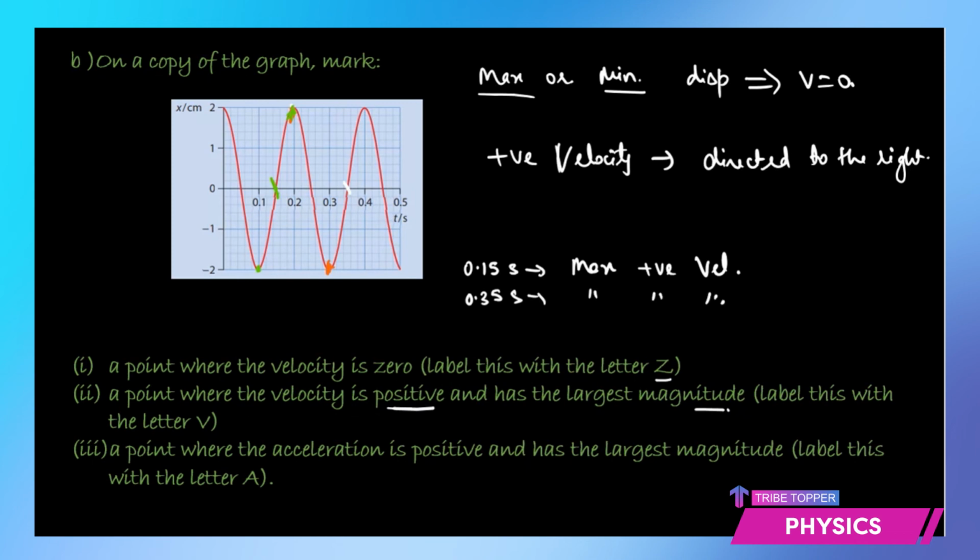Now for the third part, they say a point where the acceleration is positive and has the largest magnitude. The acceleration is positive and maximum when the displacement is negative and at its minimum. So it is proportional to negative x. So where is my x? Negative and maximum in the negative direction. So it is this point and this point. So that means corresponding to the points 0.10 seconds and 0.30 seconds, your acceleration is positive and a maximum. So this is how you read the graph from the relationships between the displacement, velocity and acceleration.